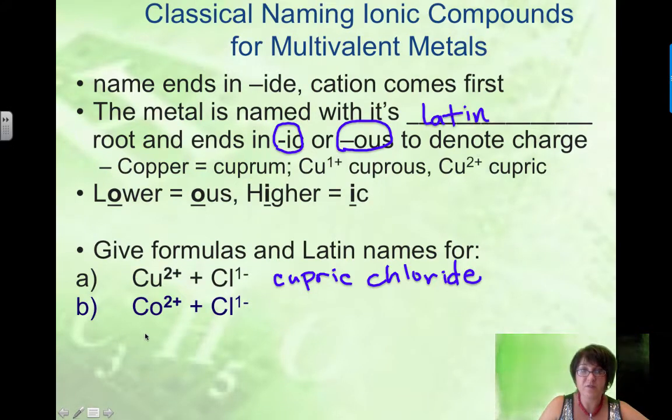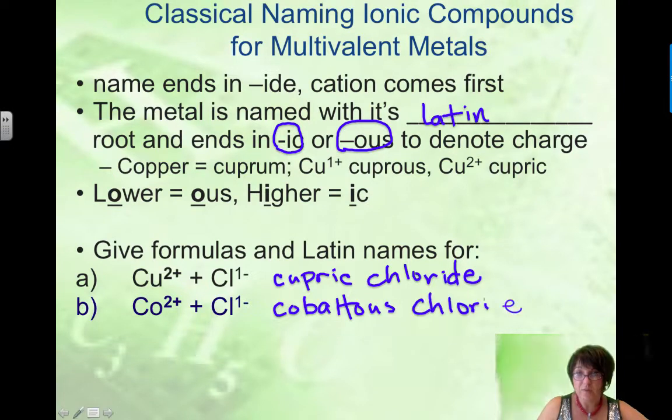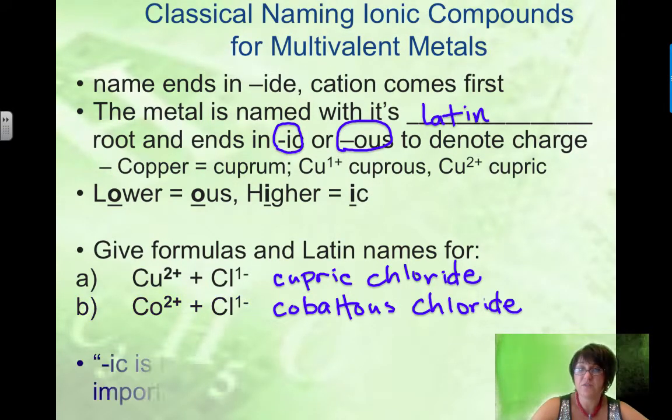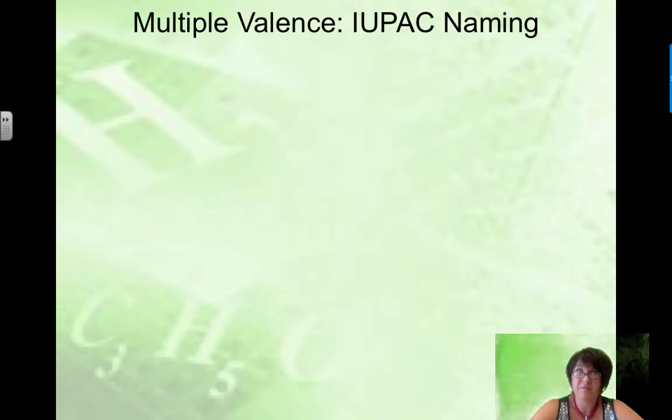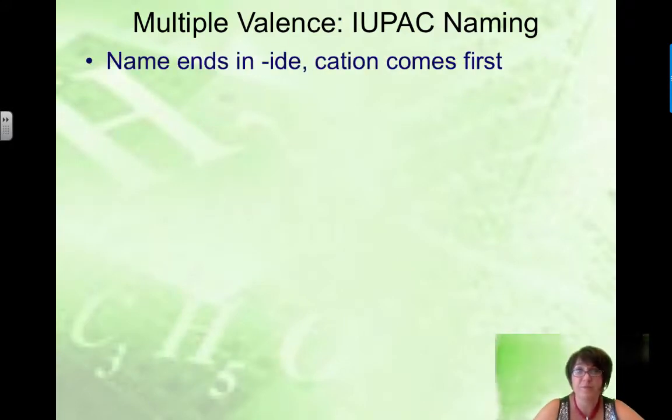Cobalt comes in two forms, 2+ or a 3+. Since the 2 is the lower, then I use the -ous. This is cobaltous chloride. We can't just call it cobalt chloride. That's just not specific enough. There's two types of cobalt chloride. So remember, -ic is higher than -ous because I am more important than you. I'm not. That's just the saying to help us remember.